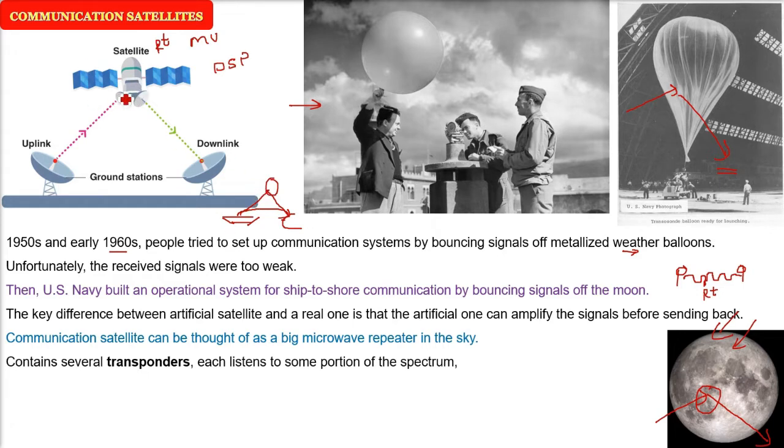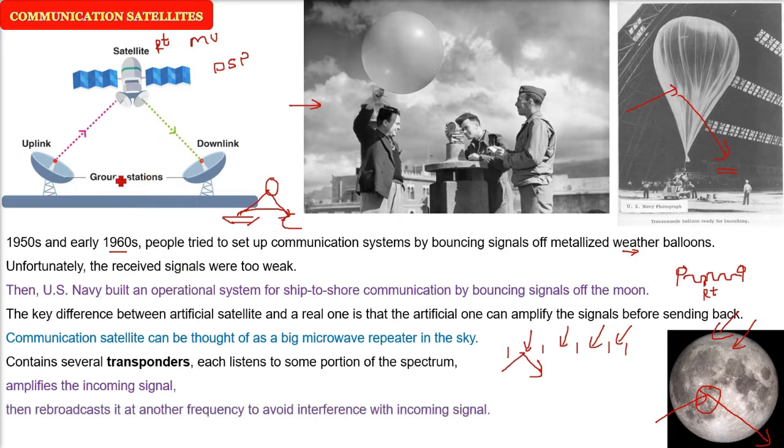In these satellites, there are certain transponders. For example, some spectrum is given to you as a satellite manufacturer or user. Each transponder will listen to some portion of the spectrum. Today we have around 40 transponders in present satellites, maybe more. The main idea is to amplify the incoming signal. That is, when the uplink goes from the ground station to the satellite, the signal is amplified, the energy is reboosted, and then it is rebroadcasted.